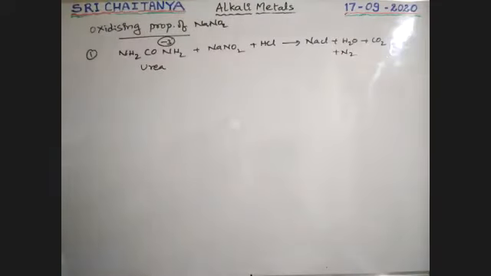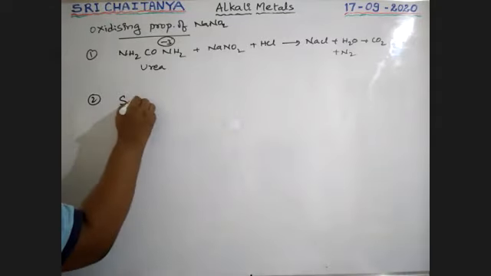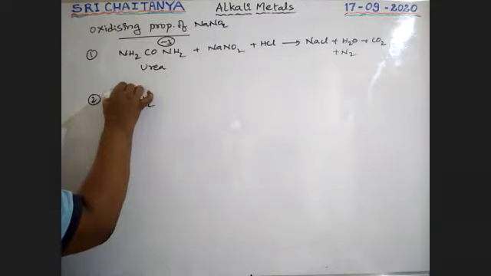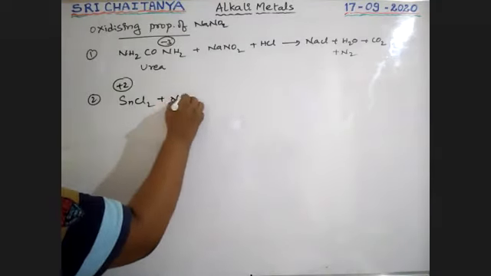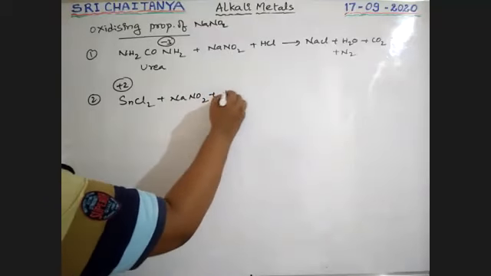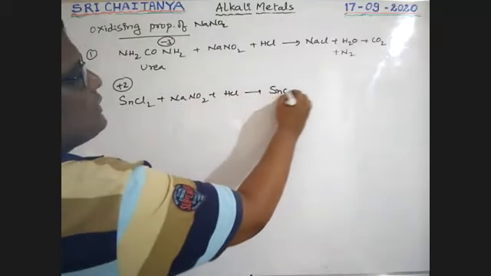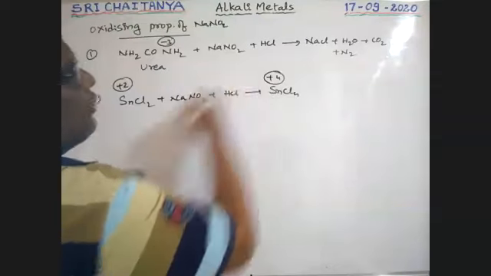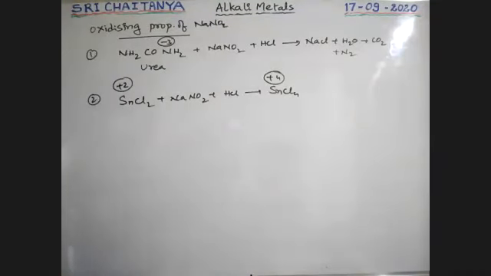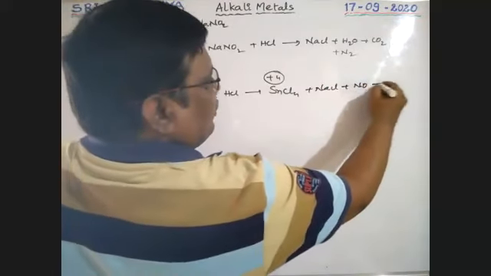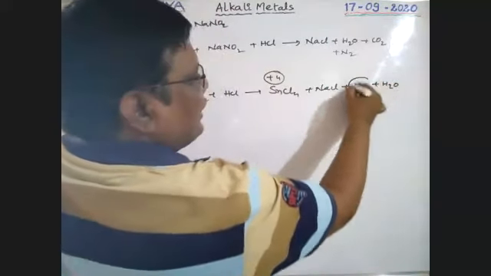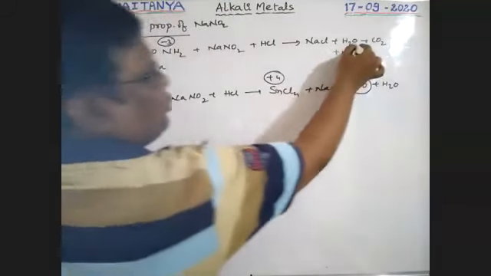Second property: SnCl2, stannous chloride, where tin is in the +2 oxidation state. It reacts with NaNO2 in the presence of HCl and converts into SnCl4, which is +4, plus NaCl plus NO plus H2O as the products. Here NO is the product.